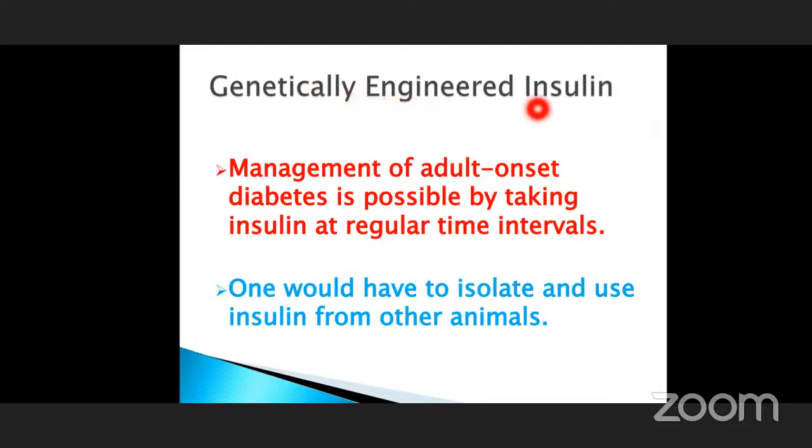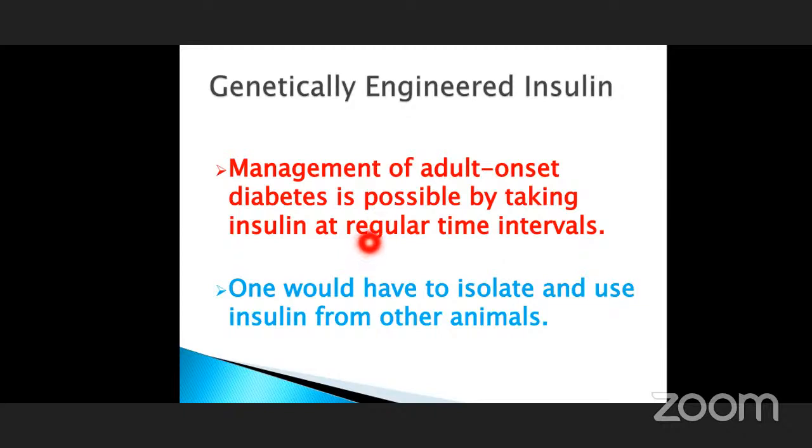Let us discuss genetically engineered insulin. Dear students, any idea about insulin? What is the function of insulin? Insulin is a type of hormone which is secreted by our pancreas. But in diabetic patients, the functioning of the pancreas is slowed down and it can't release insulin. Management of adult onset diabetes is possible by taking insulin at regular time intervals. And insulin used for diabetes was earlier extracted from the pancreas of slaughtered cattle and pigs.